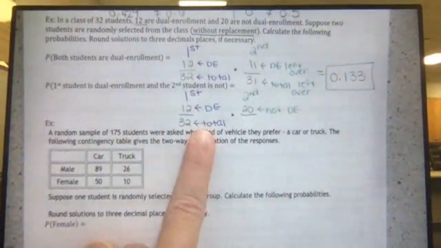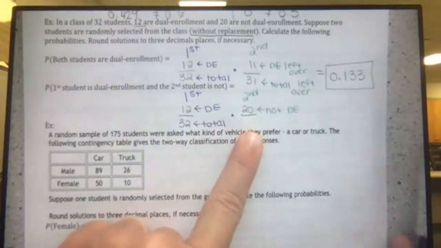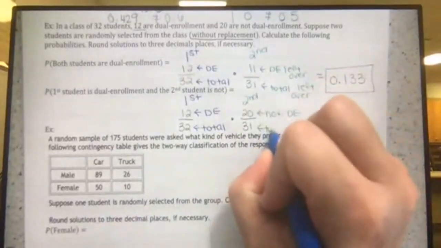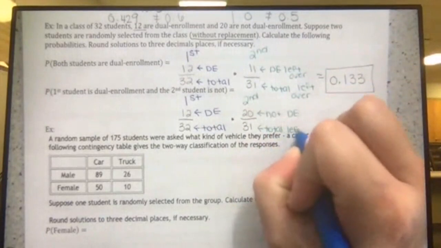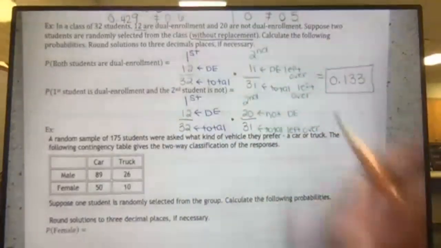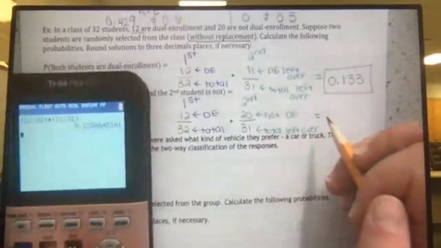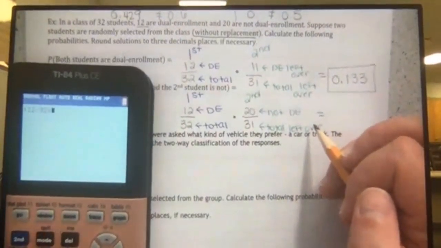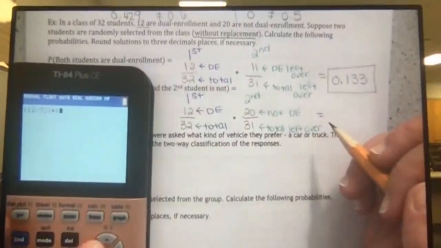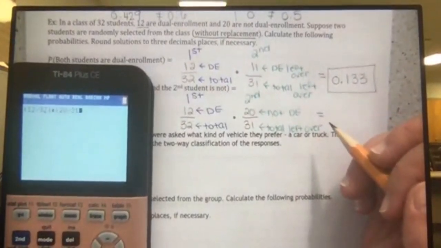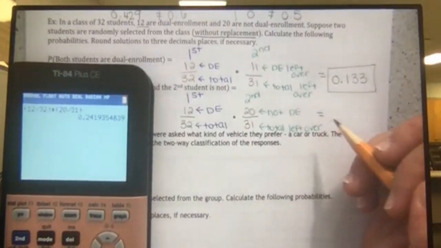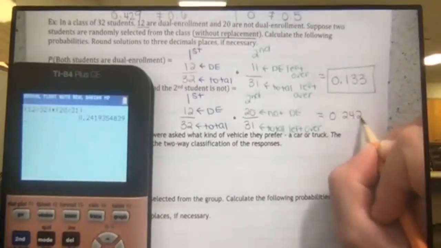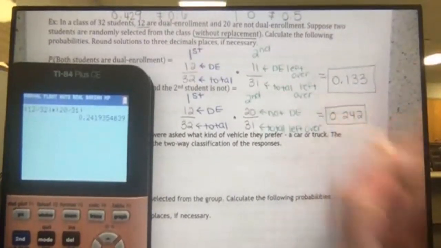Okay, we took out 1 student. So how many students are left over to choose from? 31 again. So total left over. Same concept, putting this into our calculator. It's 2 separate fractions, so make sure to put your parentheses. In parentheses, 12 divided by 32 times, in parentheses, 20 divided by 31. And we get 0.2419, which will round up to 0.242.